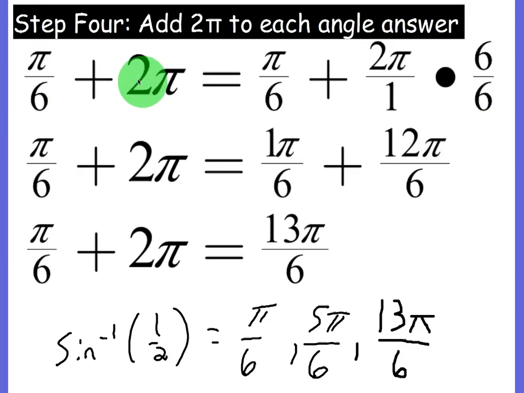For example, if we add 2 pi to pi over 6, that would be rotating 360 degrees. It would look like this. And we'd get 13 pi over 6. Basically, adding 2 pi is adding 12 pi over 6. So we can see that would be the next angle in our unit circle that would also be 1/2.